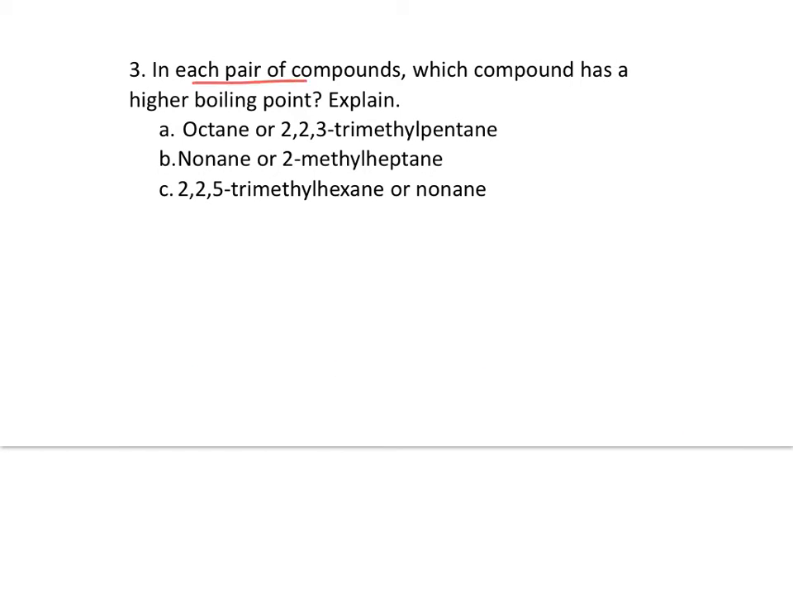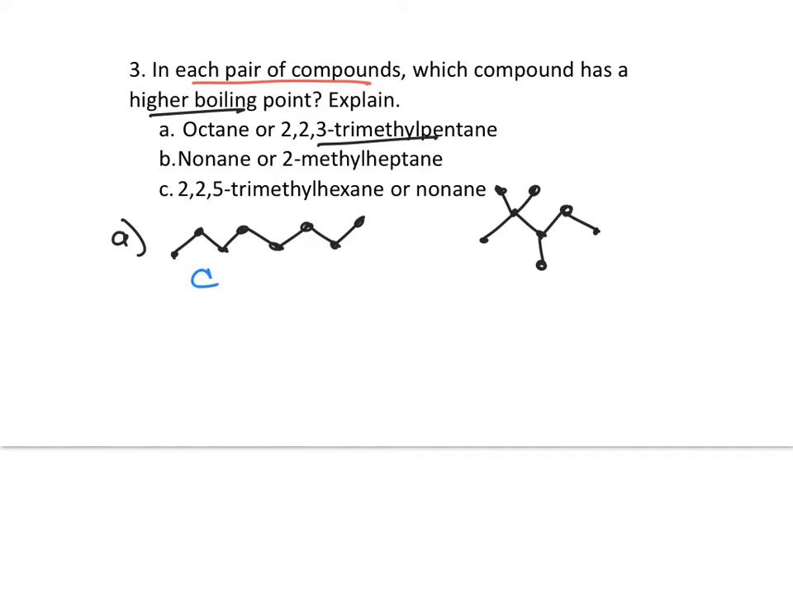Okay, the next problem. In each pair of compounds, which compound has a higher boiling point? And explain. Okay, so the first one we do is octane. So draw out octane, which is 8 carbons. 1, 2, 3, 4, 5, 6, 7, 8. And the next one, you draw out pentane. 1, 2, 3, 4, 5. And then on the 2, you have 2, 2, 3 trimethyl. So you want to get how many carbons you have. 1, 2, 3, 4, 5, 6, 7, 8. That's C8. This one has 1, 2, 3, 4, 5, 6, 7, 8.